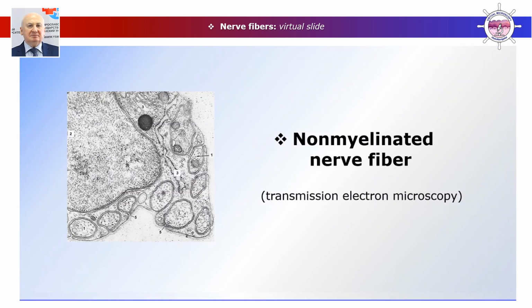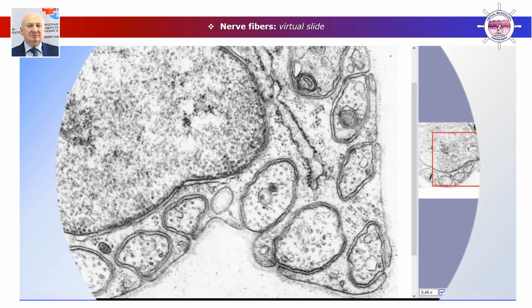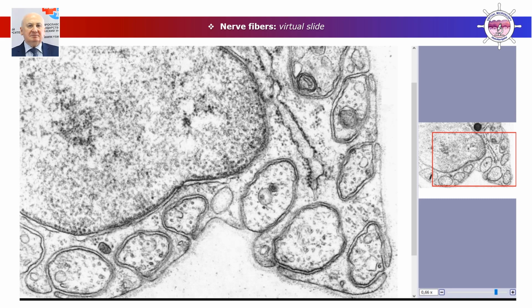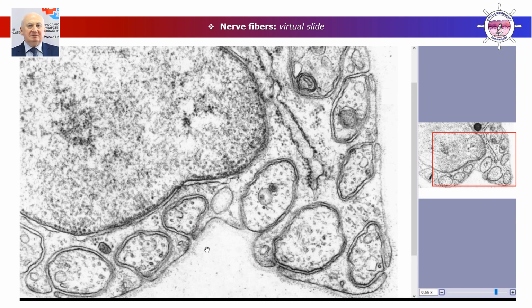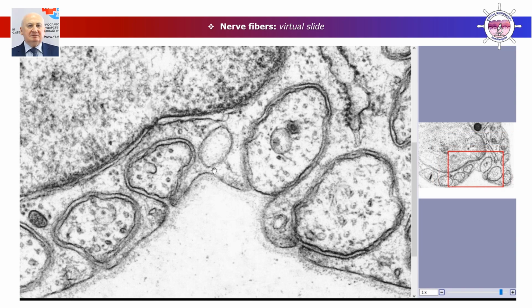Non-myelinated nerve fiber, ultrastructure. A non-myelinated nerve fiber is a structure consisting of several axis cylinders, neurocyte processes, immersed in the cytoplasm of sequentially arranged neurolemmacytes in duplicatures of their plasmalemma, denoted as mesaxon.